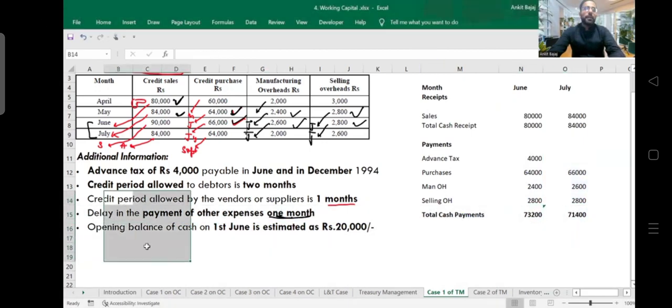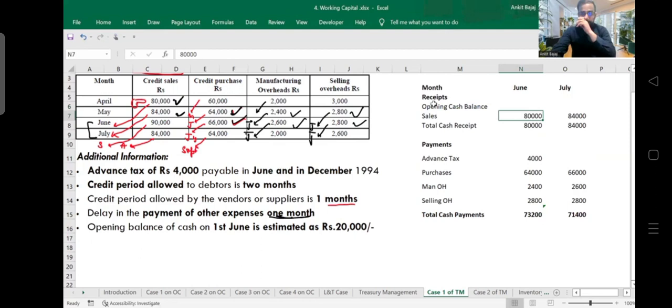Now, if you see here, the opening cash balance on 1st June is estimated at 20,000. Here, the opening cash balance is given for 1st June. We are preparing the cash budget for the months of June and July. Where should I write down the opening cash balance? Obviously, I will write down the opening cash balance in receipts. So here I will write down the opening cash balance.